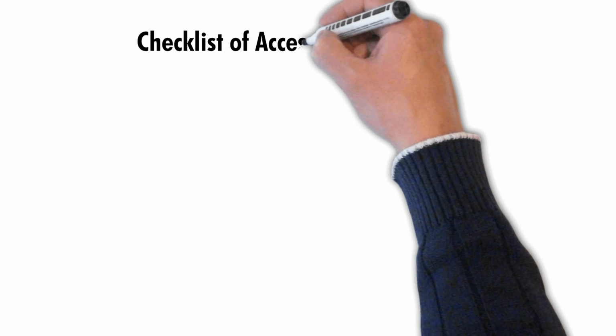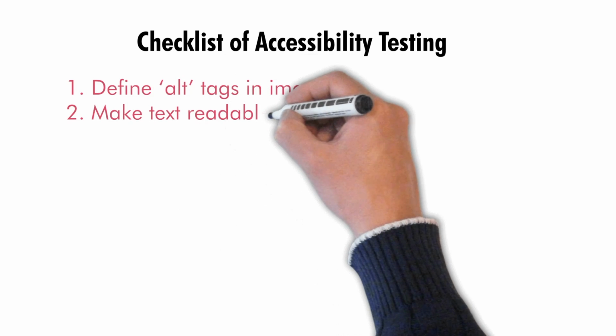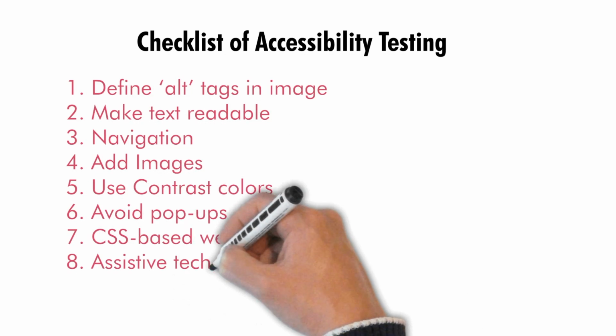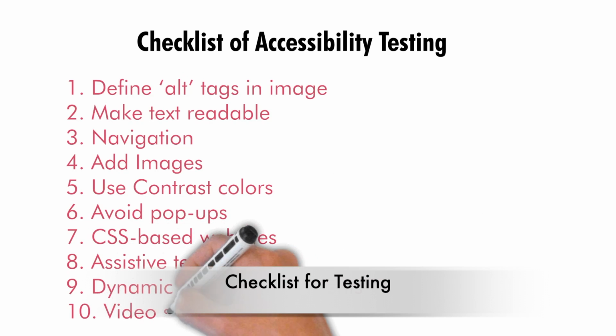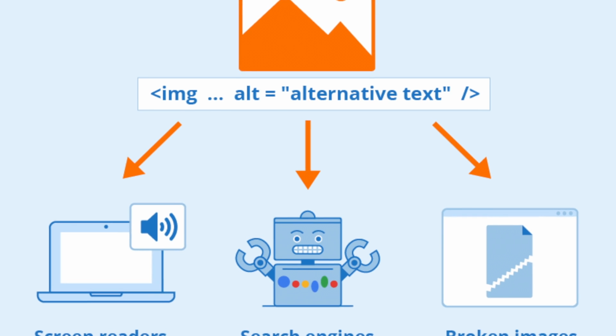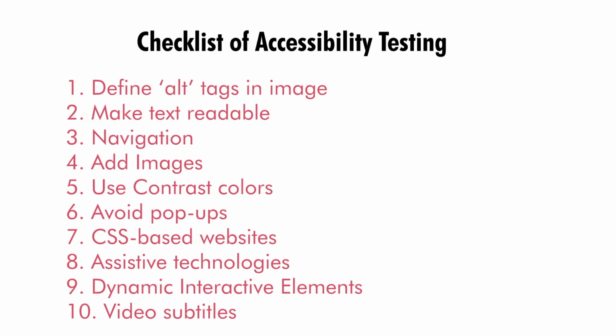We have a few checklist items which have to be considered while doing accessibility testing. Not necessarily will this checklist be applicable to your project. Your project can vary and your checklist can vary according to your requirements. Define alt tags in images. Visually impaired users access web content using screen readers. Screen readers let them know what's there in the images. Therefore, the description of links should be appropriately defined.